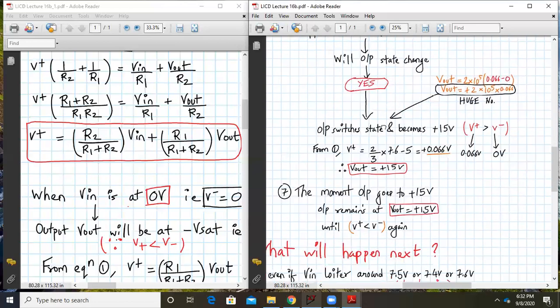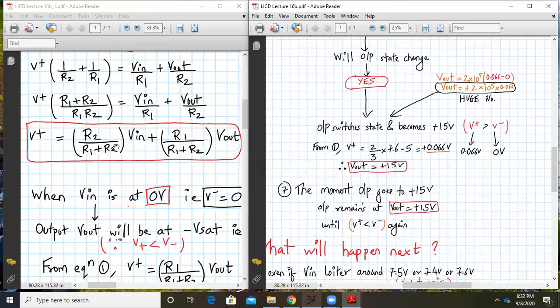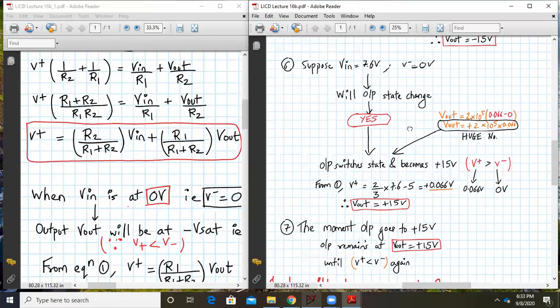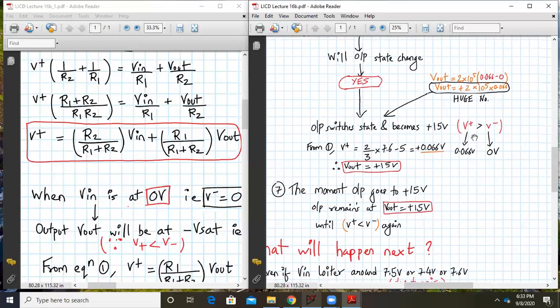Well, let's find out. From equation number 1, my V in will be 7.6, so 2 by 3 into 7.6 minus 5. If you calculate with a calculator, you will get 0.066 volt. So here we can say for the first time that V plus is greater than V minus. In all the earlier 5 cases, V plus was less than V minus. Hence the output state was remaining at minus V sat.